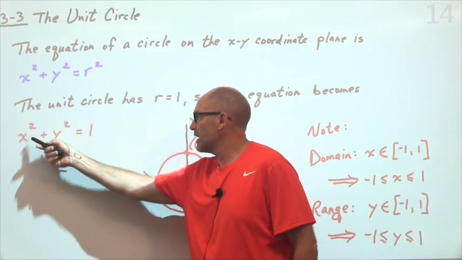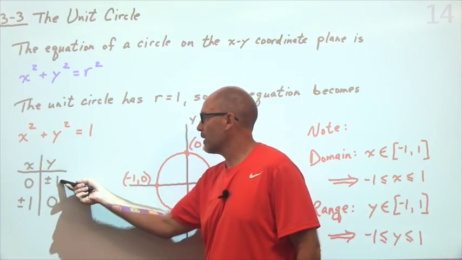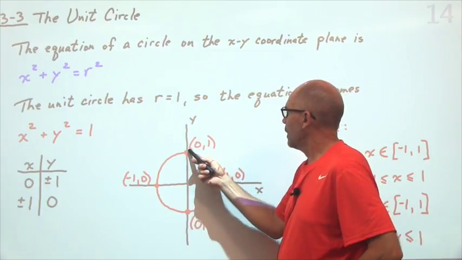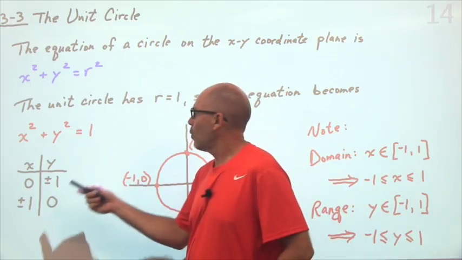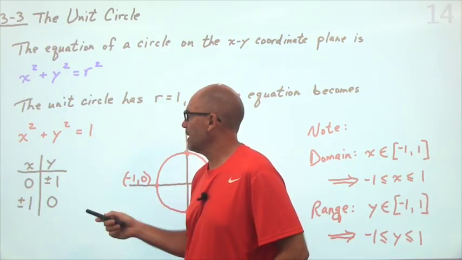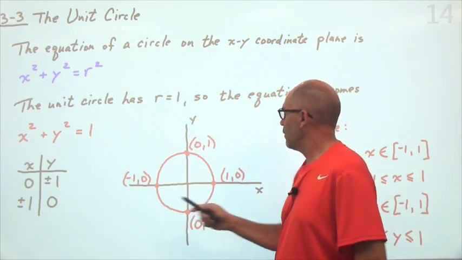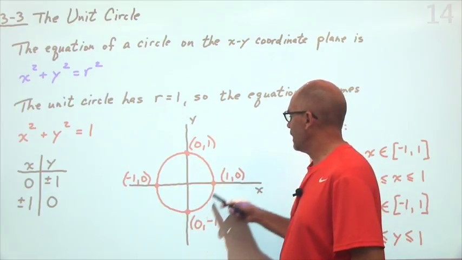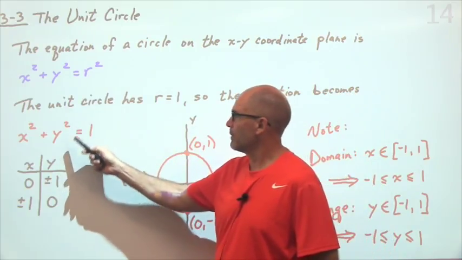If x equals 0, then y squared equals 1. That means y equals plus or minus 1. So when x is 0, y is 1 or negative 1. When y is 0, then x squared equals 1. That means x equals plus or minus 1. So we have (-1, 0) and (1, 0). And then we have all the points in between. So here is the unit circle, x squared plus y squared equals 1.